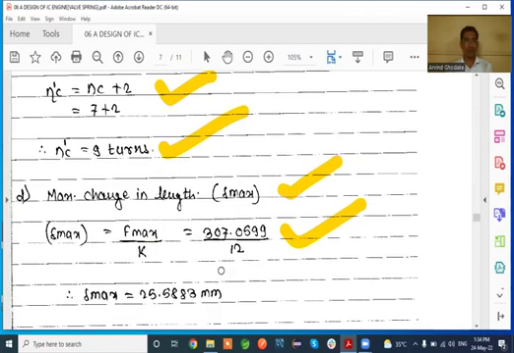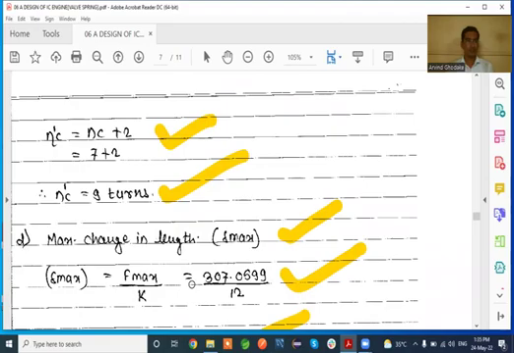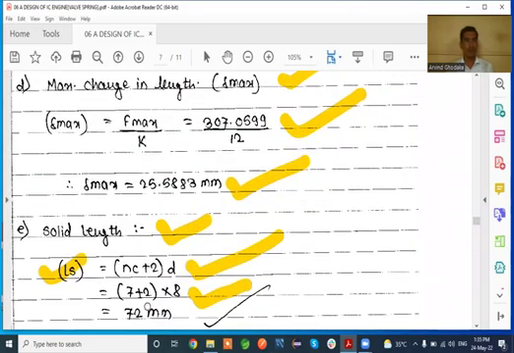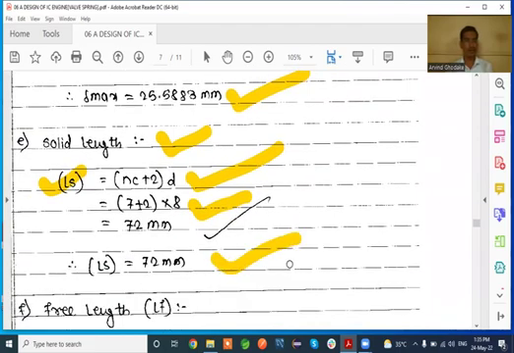Therefore, that will be equal to 307.05 divided by 12. So, delta max is equal to 25.5883. Next is the solid length, represented by LS, and it will be given as (NC plus 2) into D. By putting the value of NC, that is the number of active coils, 7, and wire diameter 8, you will get LS, the solid length for the spring, equal to 72 mm.